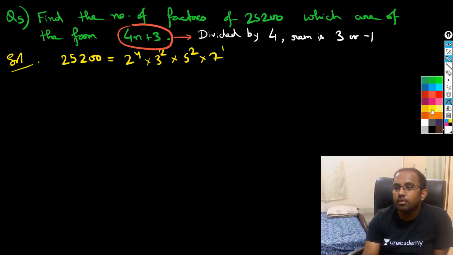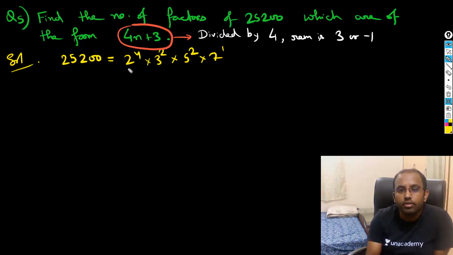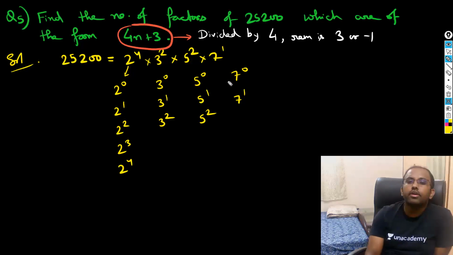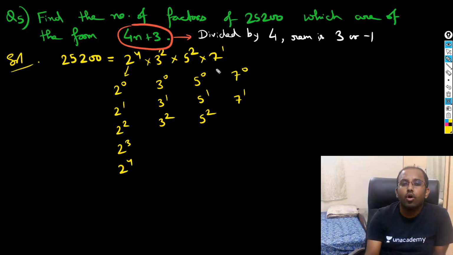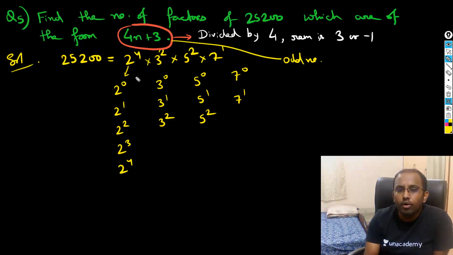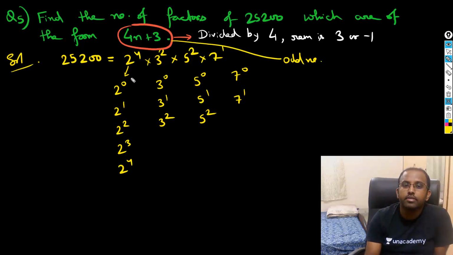Let me quickly list down all the factors: 2 raised to 0, 2 1, 2 square, 2 cube, and 2 raised to 4. Then 3 0, 3 1, 3 square. Then 5 0, 5 1, and 5 square. Then 7 0 and 7 1. I'm looking for all the factors of the form 4n plus 3, and 4n plus 3 is always an odd number, right? So I don't need to consider the powers of 2 here.